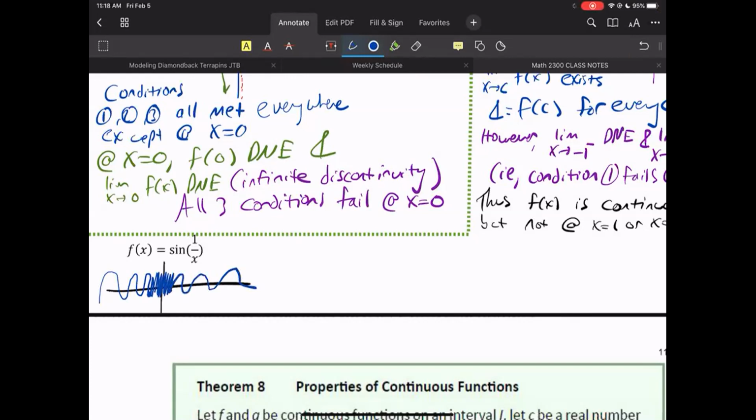That wouldn't have a limit. Yeah, exactly. So we saw this example. Thank you for jumping in on that. We saw this example back in cases when limits don't exist.